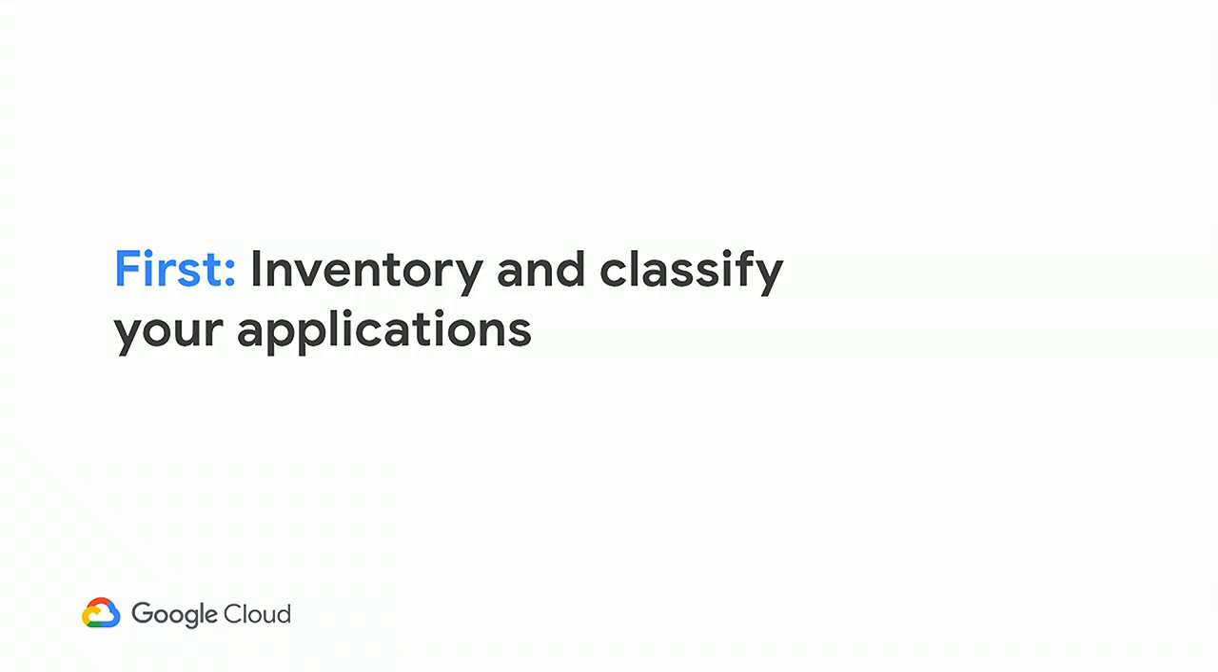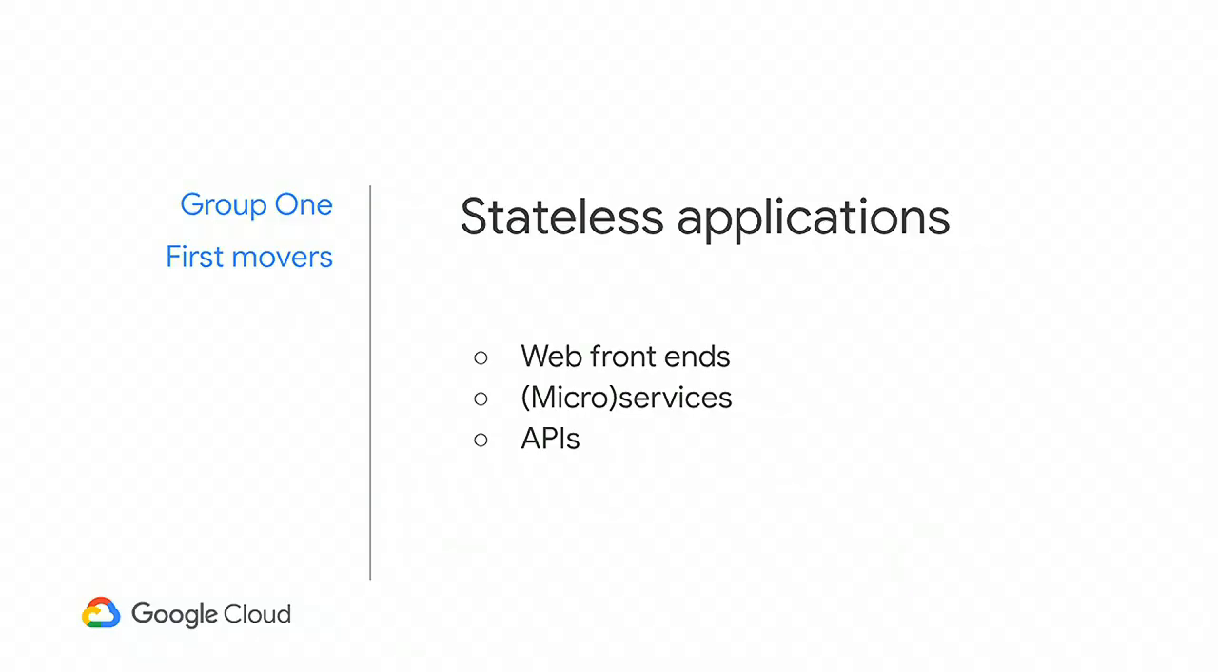So first step, you need a list. You need to know, what do you have? What does it look like? Where is it running? What does it do? What technologies does it involve? What are its dependencies? And more to the point, what group is it in? So classifying it on the basis of a number of things. So we kind of came up with these 3 groups, right?